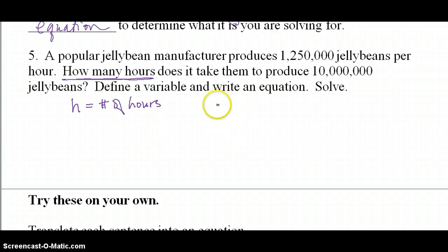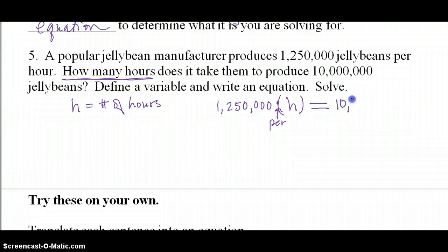Okay? And if they make 1,250,000 jelly beans, and I heard them say per, which can mean multiplied, per hour. So it'll be times, and let's don't write out HR, let's just put H, because we said H is going to stand for hours, per hour. And we want them to make 10 million jelly beans. So how many hours would they have to work at this rate of 1,250,000 per hour to get 10 million jelly beans?